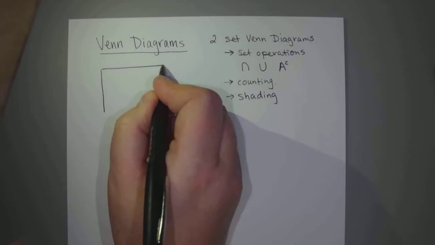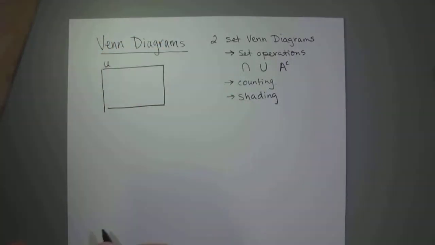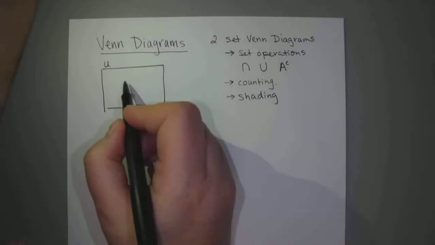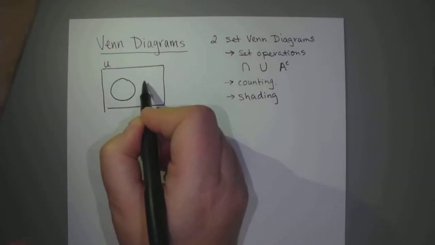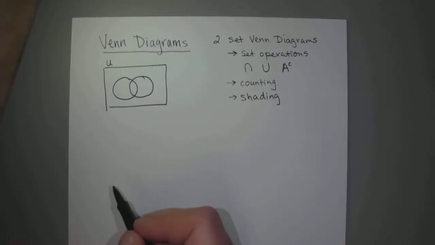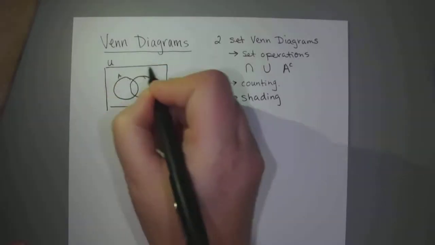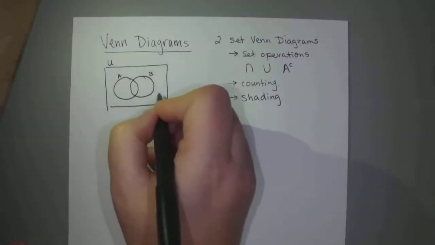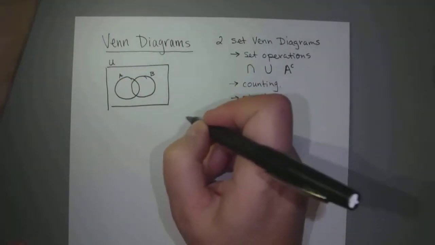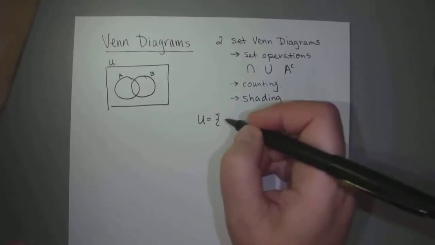So first, a two set Venn diagram. We need this flag that represents the universal set. So it's the set where everything comes from. And then if we had two sets in here, they may overlap like this. Okay, so if we have two sets, let's call this one A and this one B, and this is a universal set. So an example using some numbers or letters.